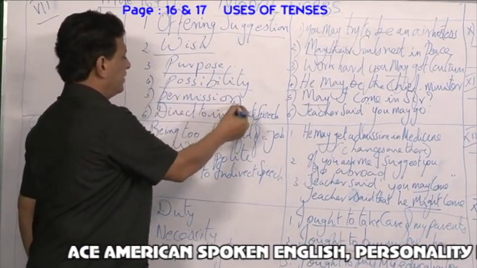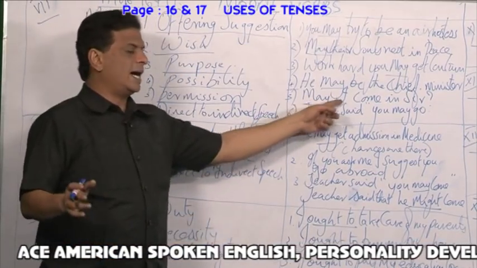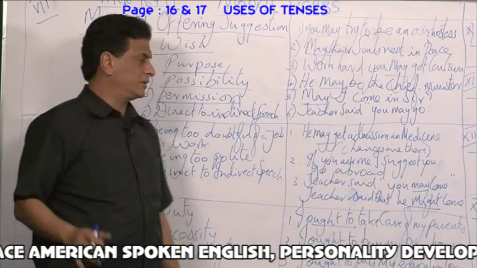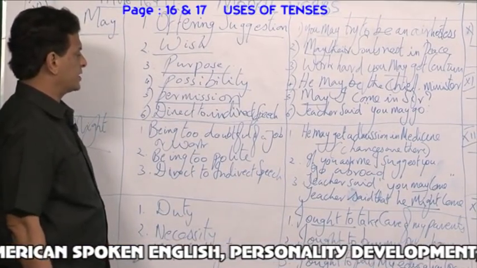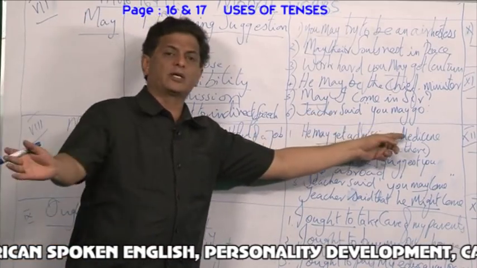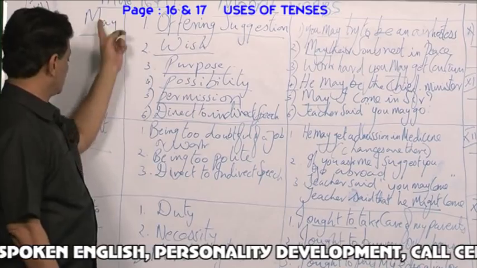Number 5, may is used for permission. May I come in, sir? Permission. And the 6th place is direct speech. Teacher said you may go. So these are the 6 places you are using with may.